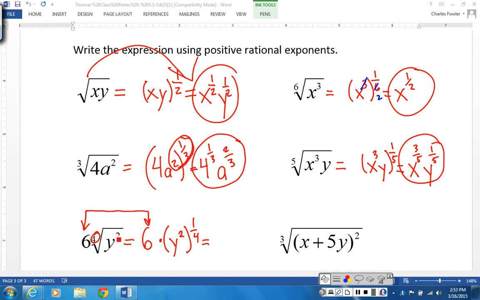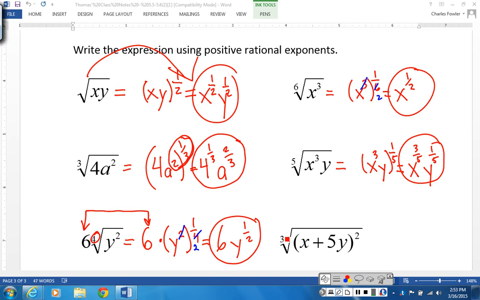What's on the inside of the radical? Only the y squared. Now we're going to simplify y squared to the 1/4. And of course this rule is multiplication, one of the laws of exponents. So 2 goes into 4 2 times, and the final answer is 6 times y to the 1/2.